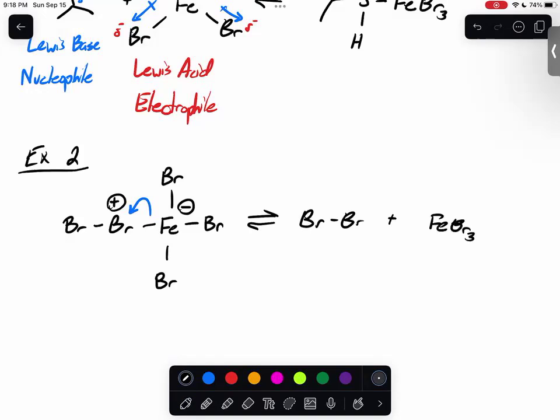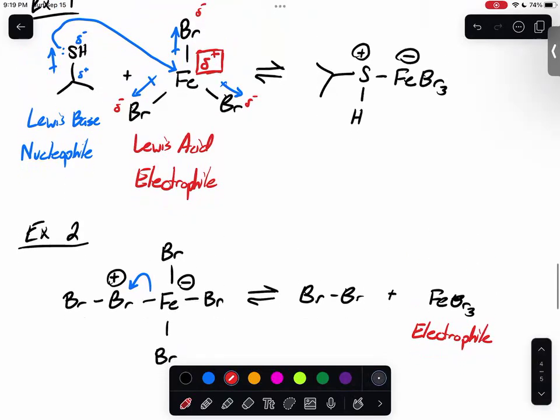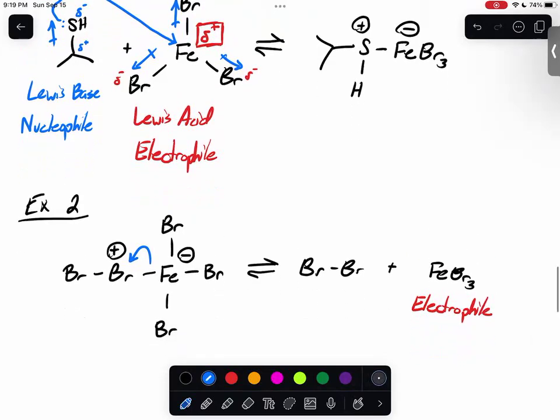And now if we look on the right side here, we can identify that the FeBr3 is an electrophile, right? Because this is the same as we saw up there, where the iron is missing that octet. It wants electrons, which means that the bromine must be our nucleophile, right? Because it has the electrons to give. So dissociations make nucleophiles and electrophiles.